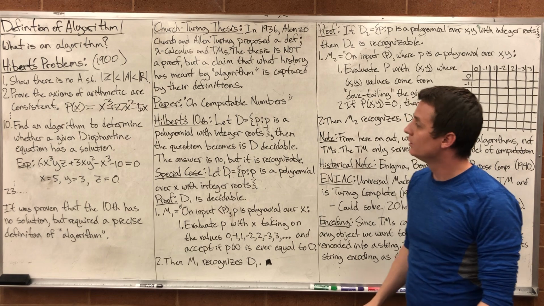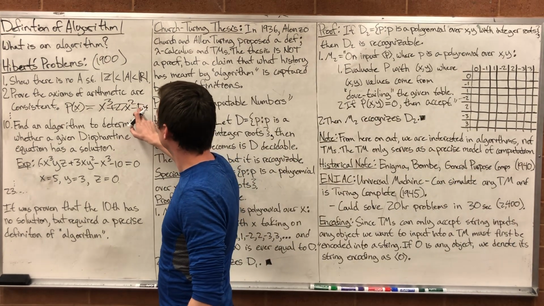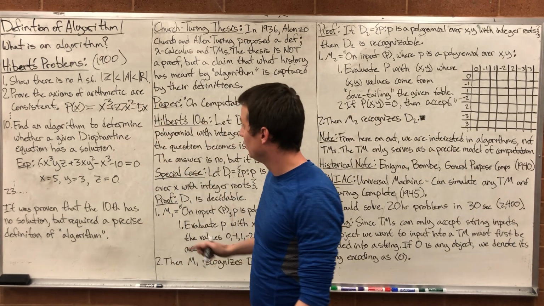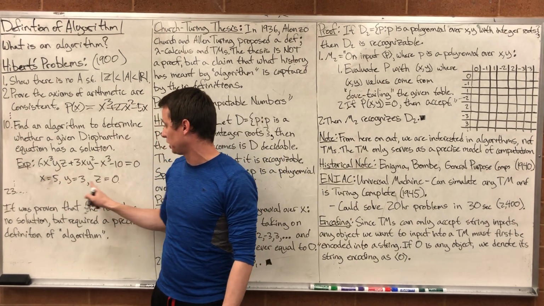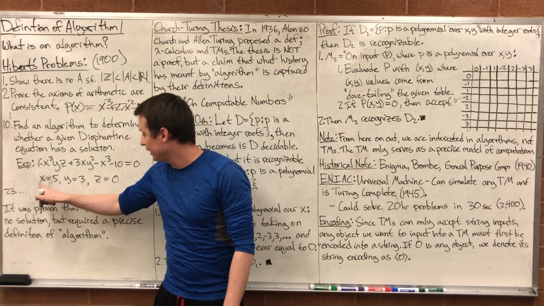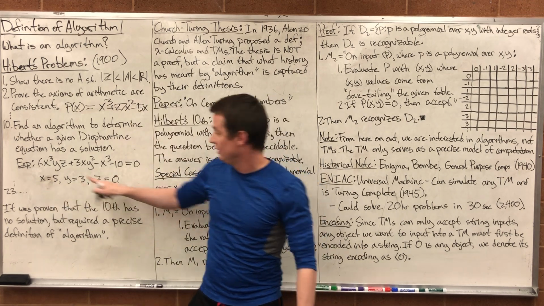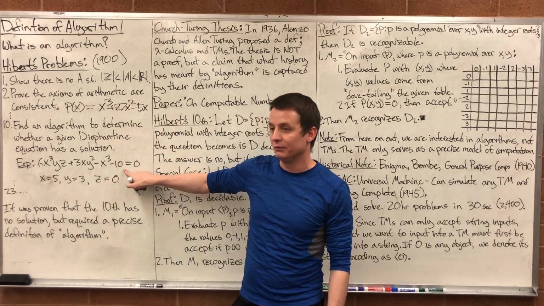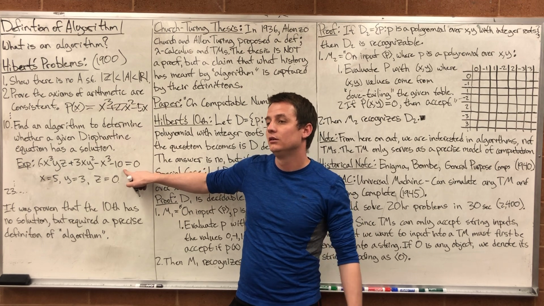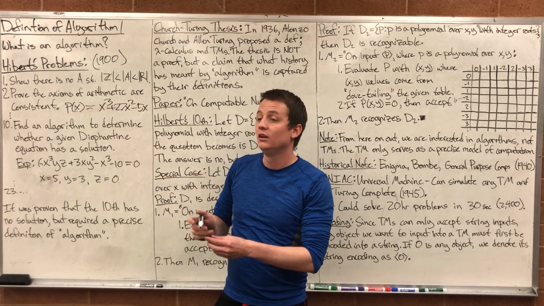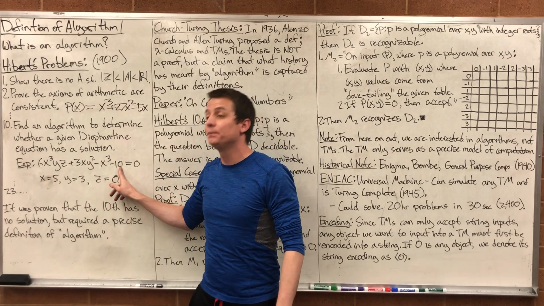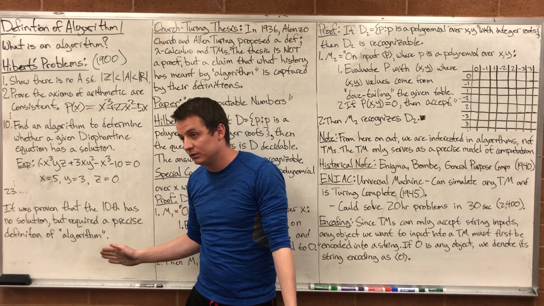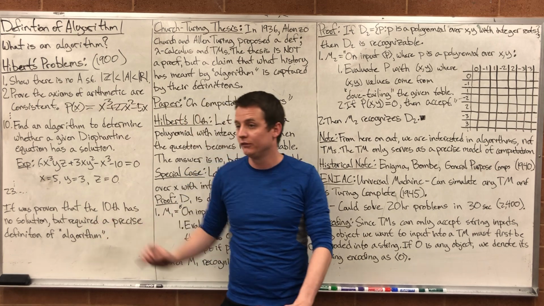What's the integer root of the example in number 10? Right here, the integer root is x equal to 5, y equal to 3, z equal to 0. If you plug in these 3 values for your variables, then this thing right here will evaluate to 0. So integer root simply means all the variables are integers. No, an integer root means all the variables are integers, and when you plug it in, it evaluates to 0. That's what the root of a polynomial is.